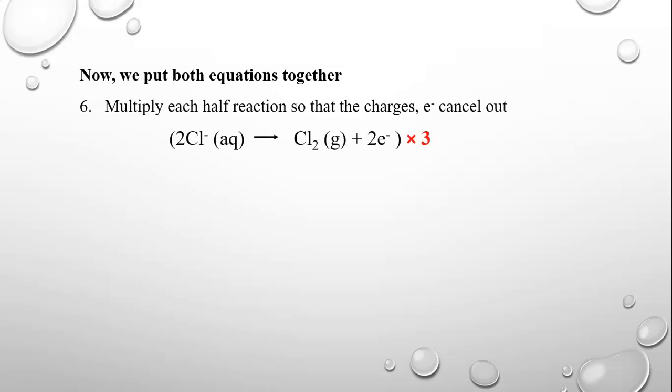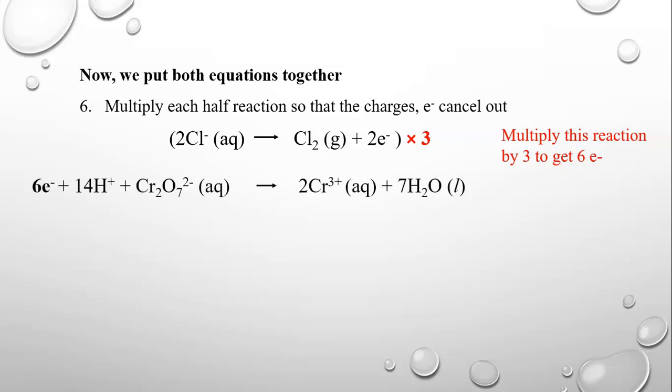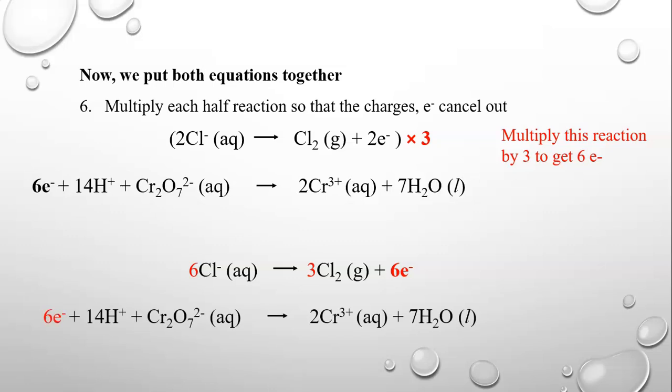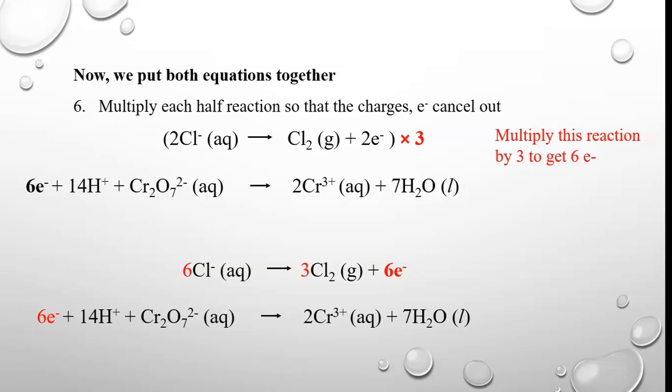So there we go. We have that same equation. So you multiply this reaction by 3 to get 6e minus. This one you don't have to multiply by anything. You already have the 6e minus. So what you get down there for the first equation is the 6e minus, but you also had to multiply the Cl2 by 3, so you get 3Cl2, and you had to multiply the 2Cl minus by 3, so now you get 6Cl minus. Then the bigger equation, the longer one, stays the same. So now you have 6e on both sides.